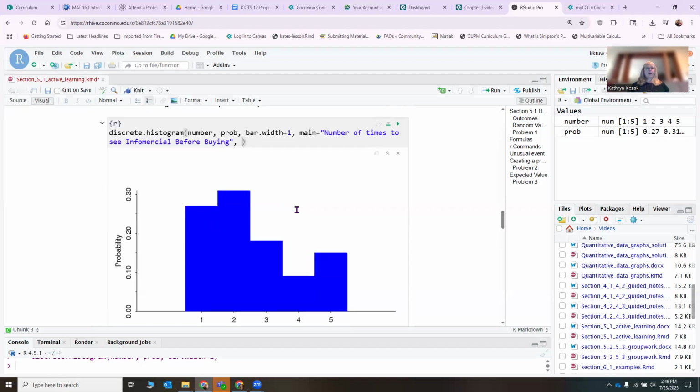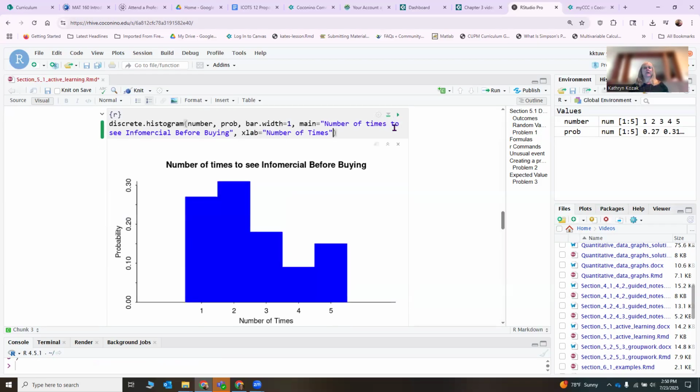And then I probably would call my X lab, not just X. I want to give it a name. X is what R puts in there, but I want to give it a name. So I'm going to probably call it number of times. And then I like probability on the y-axis, so I probably won't change that. Now I run it, and I can now see a little bit more of my graph.